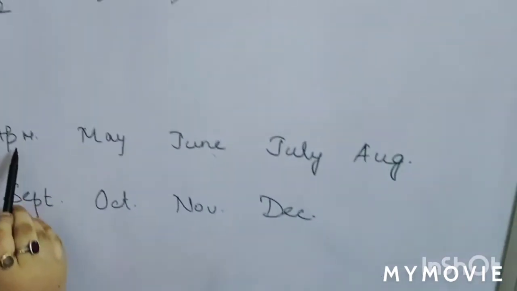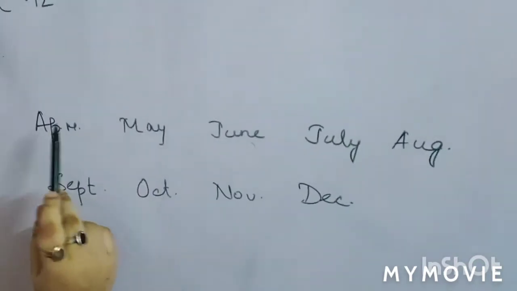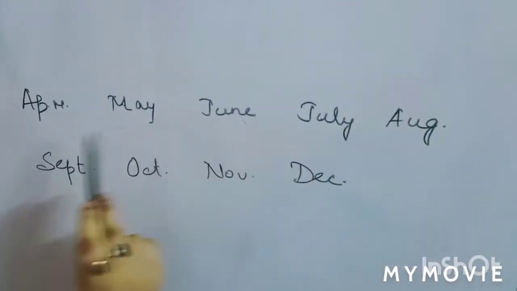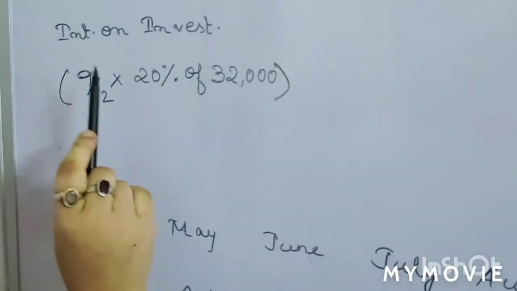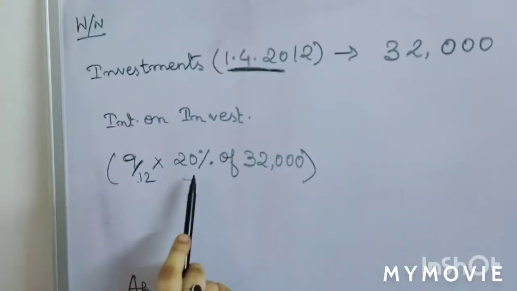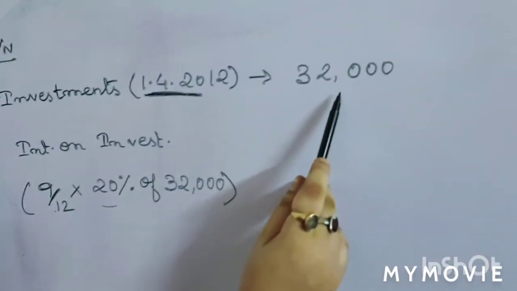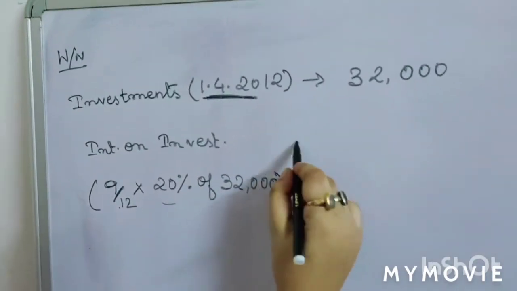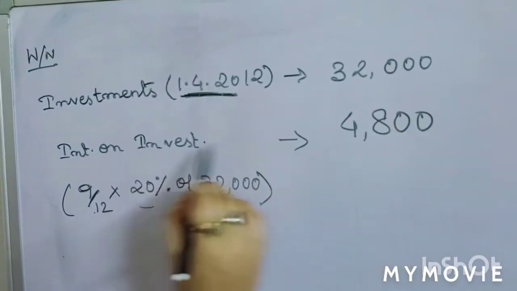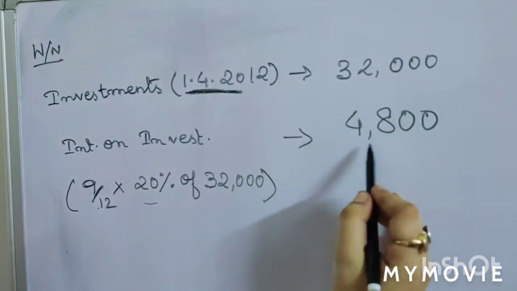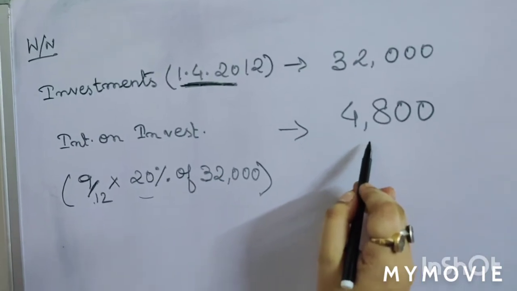So from April, how many months? It's 1, 2, 3, 4, 5, 6, 7, 8, 9. That is why I have written 9 by 12 into rate is 20%. 20% of 32,000 will give us 4,800. So our total interest on 32,000 is 4,800.